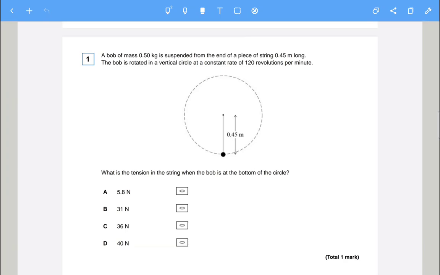So the idea is I will show you the questions. You can have a go at the questions. I'll put the answers on, then you can mark it. Then I'll do the ideal solutions for each question.